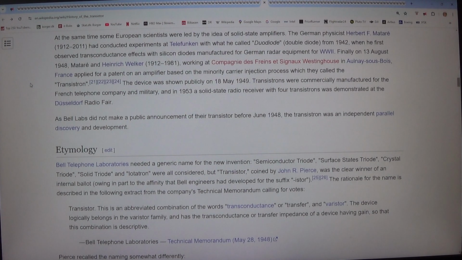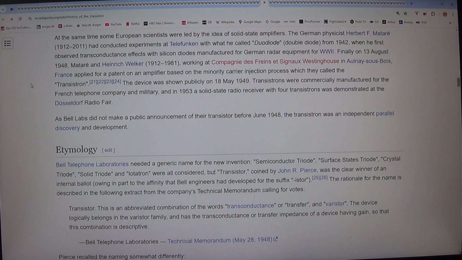Finally, on the 13th of August, 1948, Mataré and Heinrich Welker, 1912-1981, working at Compagnie des Freins et Signaux Westinghouse in Aulnay-sous-Bois, France, applied for a patent on an amplifier based on the minority carrier injection process, which they called the transistron. The device was shown publicly on the 18th of May, 1949.